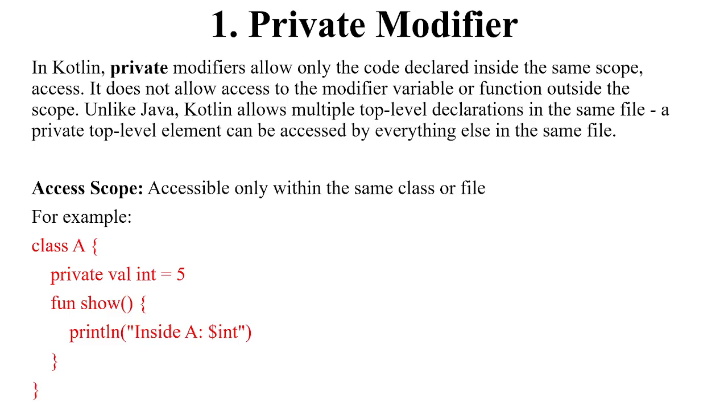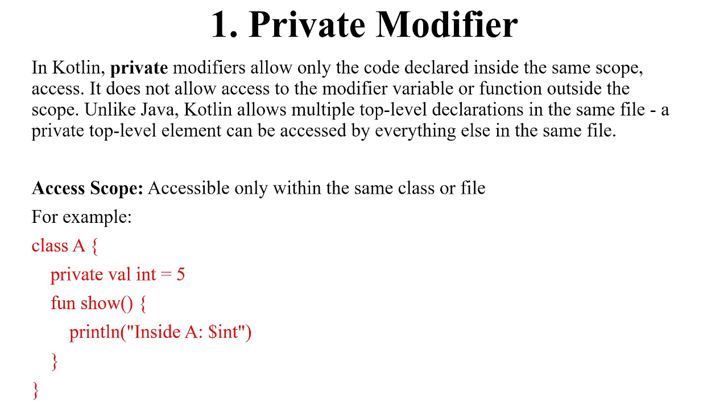Unlike Java, Kotlin allows multiple top-level declarations in the same file. A private top-level element can be accessed by everything else in the same file. Its accessibility scope is within the class. You can access class variables and methods within the class, but outside of the class, they cannot be accessed.